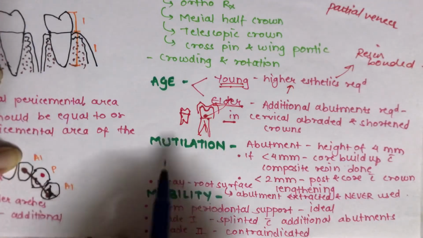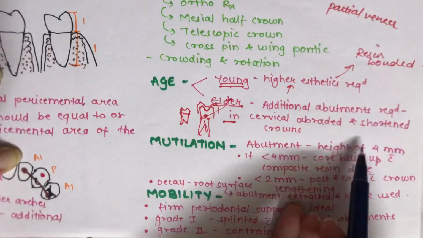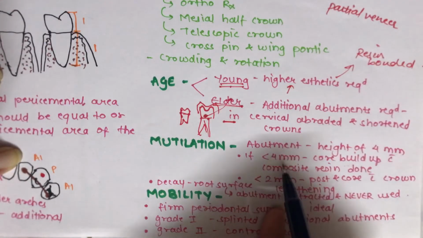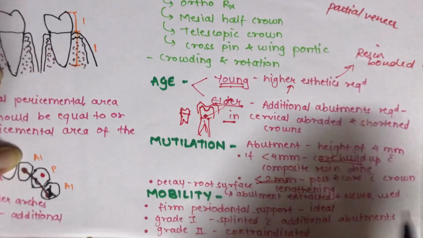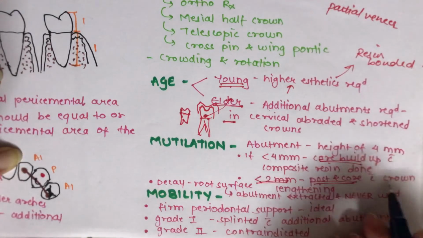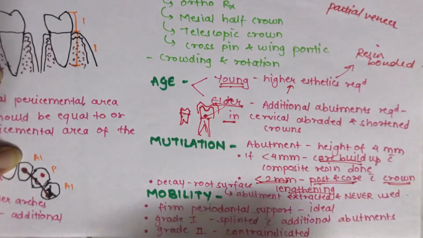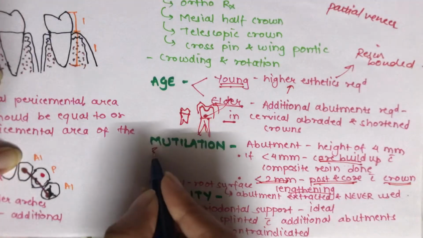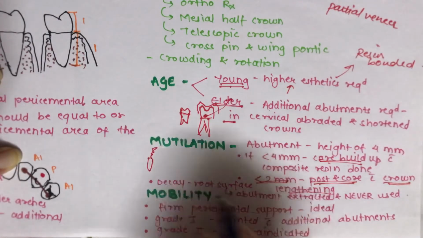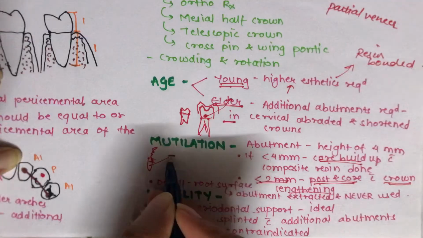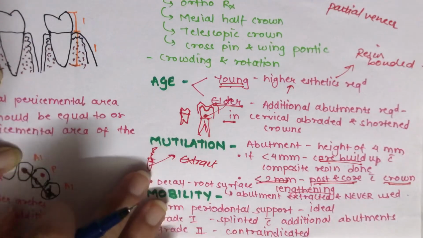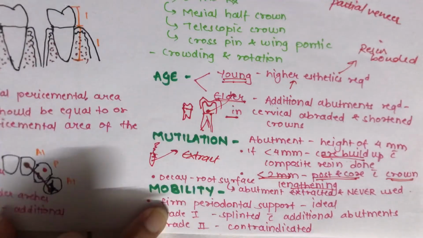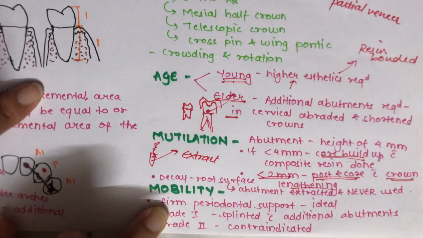So you have to just remember these four points. The height should be 4 mm. If it is less than 4 mm, then you have to go for core buildup. If it is less than 2 mm, then you have to go for post and core and the crown lengthening procedure. Now if the decay has reached the root surface, you have to extract that tooth, and obviously it cannot be used as an abutment.